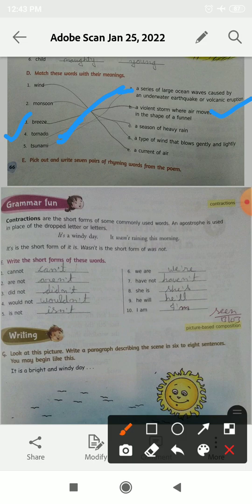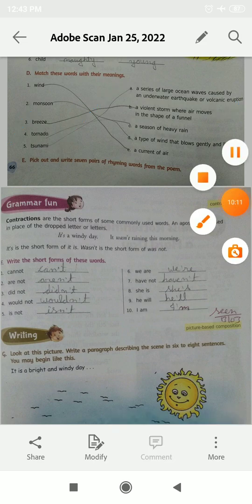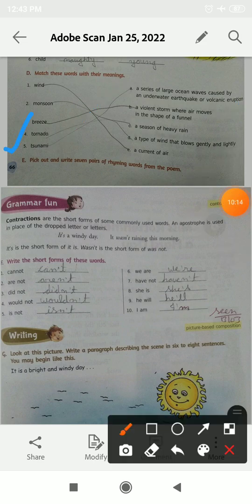Now, next and last number, that is number 5. And the fifth word is tsunami. Fifth word is tsunami. And you have to match number 5 with option B. That is a violent storm where air moves in the shape of a funnel. Okay, this is the correct option that you have to match number 5 with, option B.